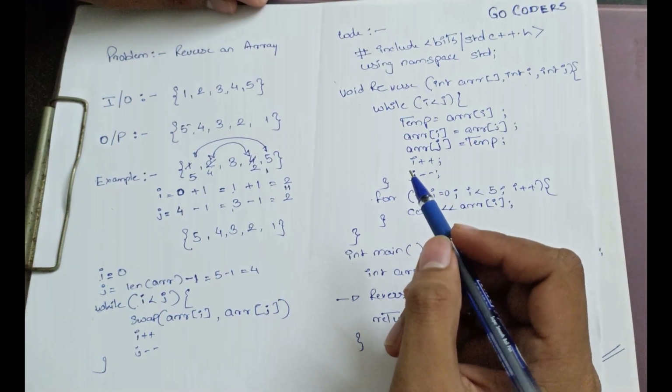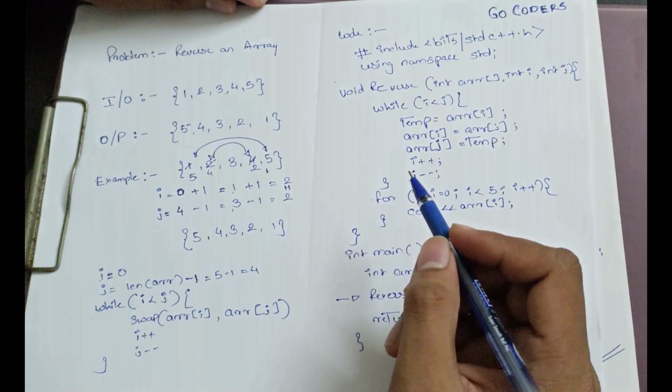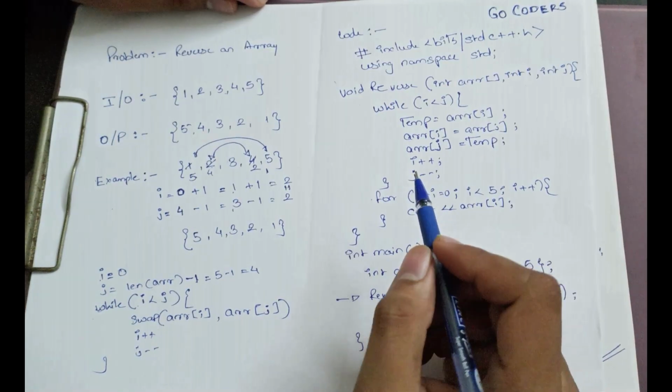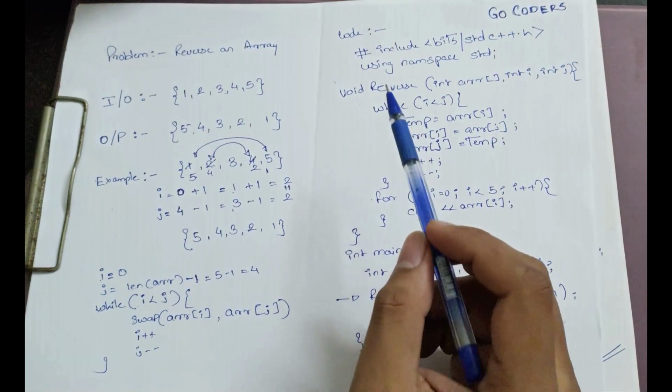Okay, so this was the code for reversing an array. I hope you have understood. It's a pretty simple code.